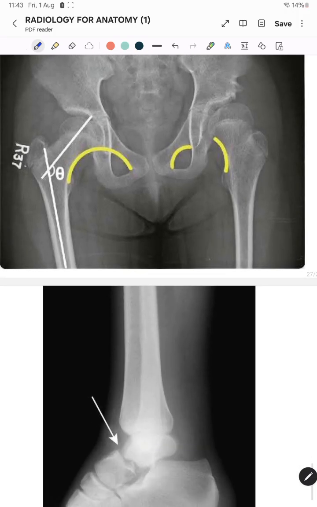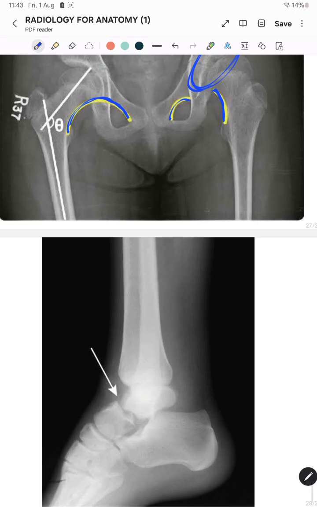So this is the broken Shenton's line. Here on this side it is continuous, but here it is discontinuous due to the dysplasia. And in the last slide we can see there is a fracture in the talus bone. This is calcaneum, this is navicular. But you can see here the fracture in the talus bone. Okay, this is the tibia.